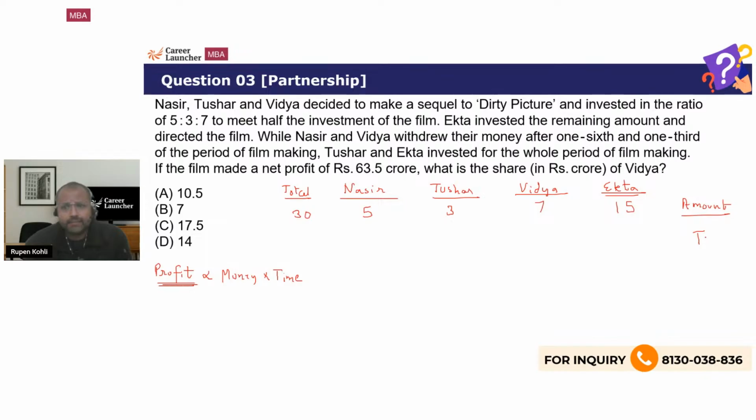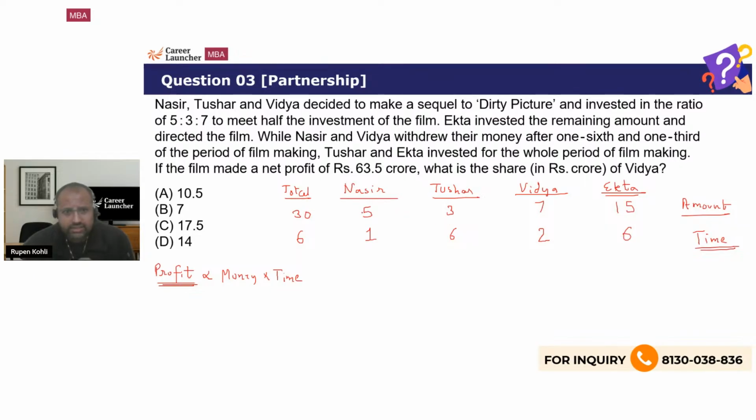Then for the time, you see there are some fractions involved, the fractions 1/6 and 1/3. So I will just take the total amount of time as 6 units. Nasir withdrew the money after 1/6 of the period of filmmaking, so he was only there for 1 unit of the time period. Vidya withdrew her money after 1/3 of the period of filmmaking, so she was there for only 2 units, while Tushar and Ekta were involved throughout the whole period, which is 6 units.